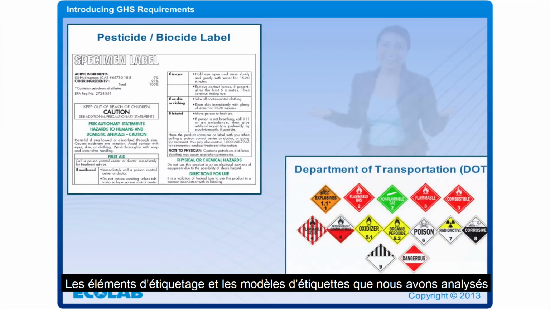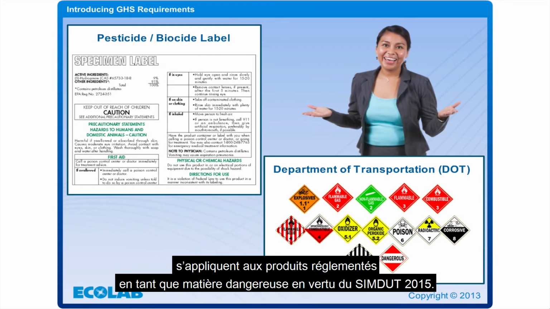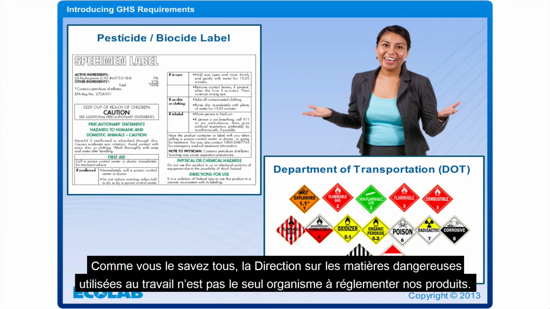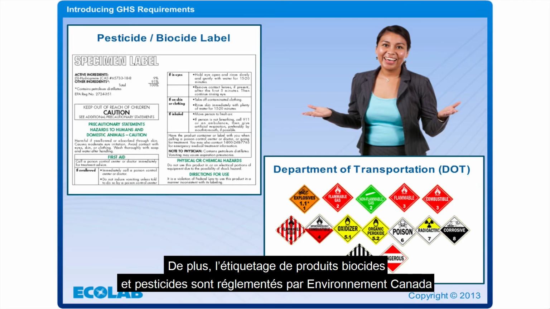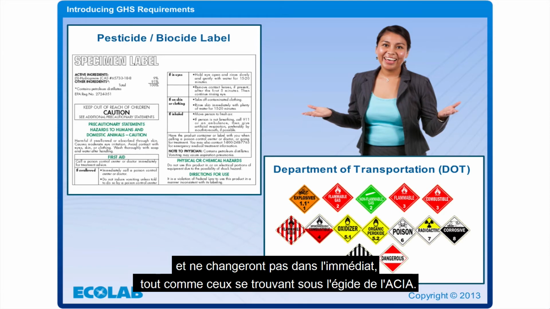The label elements and sample labels we reviewed apply for products regulated as hazardous by OSHA. As you are well aware, OSHA is not the only organization that regulates our products. Labels required by the Department of Transportation to be included on shipped containers will remain. Additionally, labels for pesticide and biocide products are regulated by the EPA and are not yet changing, nor are those regulated by the FDA.